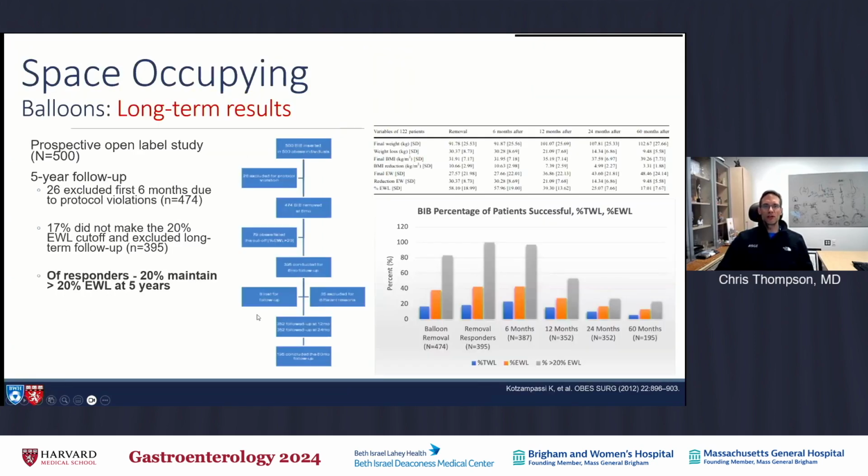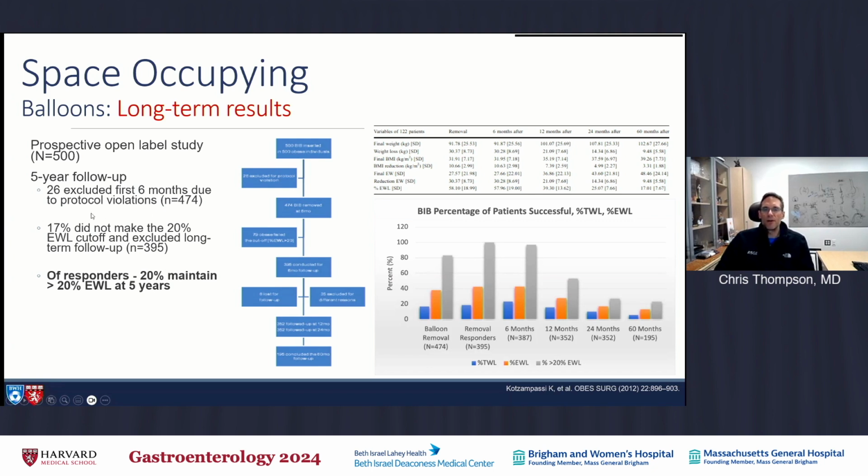What about long-term results? Not so favorable, okay? So this is a prospective open-label study of 500 patients with 5-year follow-up, all right? They had excluded 26 patients because they basically had protocol violations, and another 17% didn't have initial success. So this is long-term follow-up on success, people that were initially successful with the balloon. So again, they eliminated about 18% of people here.